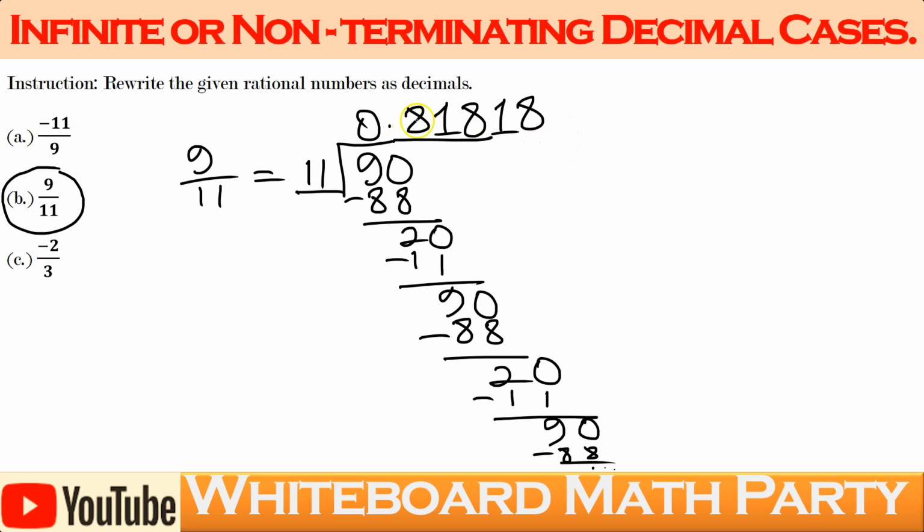Now, instead of continuing this process and keep going without ending, notice the pattern. You have 0.8181818181. So the number repeating itself is 81. Therefore, you can simply write your answer by saying that 9 upon 11 is exactly the same thing as 0.81, and you draw a dash on the 81. It's as easy as that.